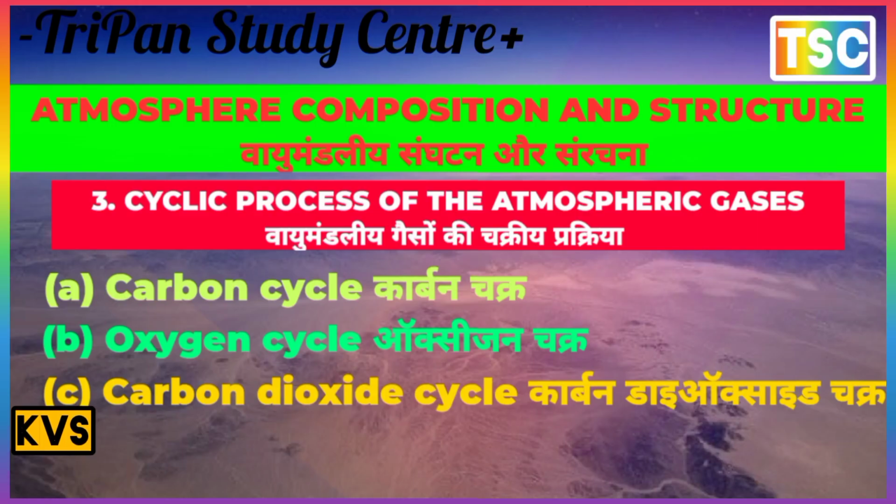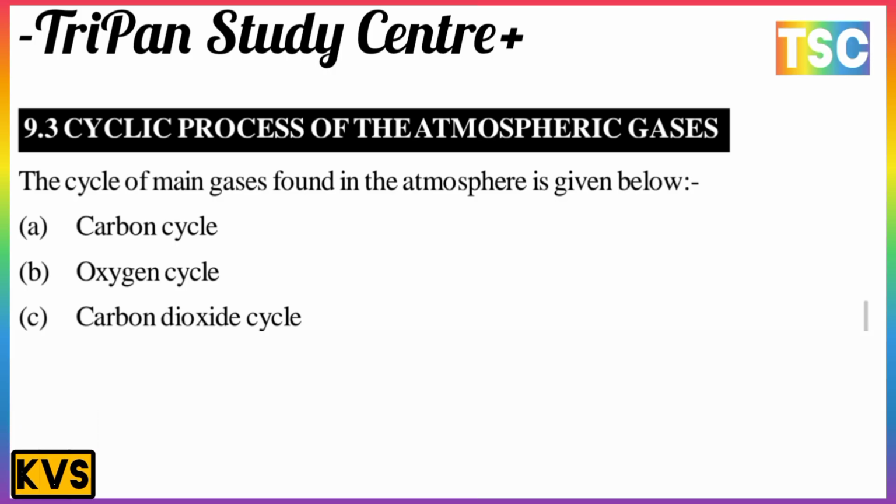The most important topic here is the cycling process of the atmospheric gases. The cycles of the main gases found in the atmosphere are given below: the carbon cycle, the oxygen cycle, and the carbon dioxide cycle. This is most important for geography. The first is the carbon cycle.